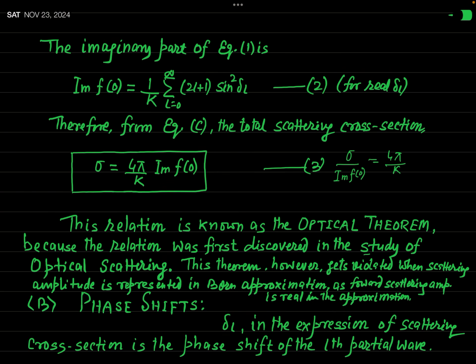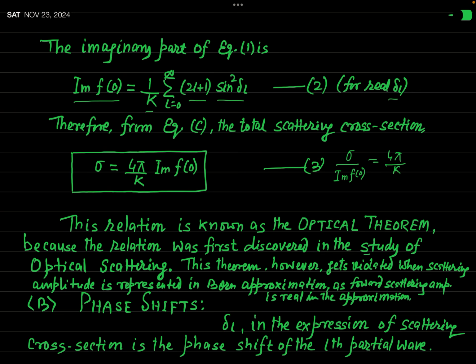So I have written here the imaginary part of f of 0. And you have seen that this will be simply 1 over k summation over L (2L plus 1) times sin square delta L. And this expression actually holds for all real values of delta L. Why real values? Because we are trying to find the imaginary part of f of 0.